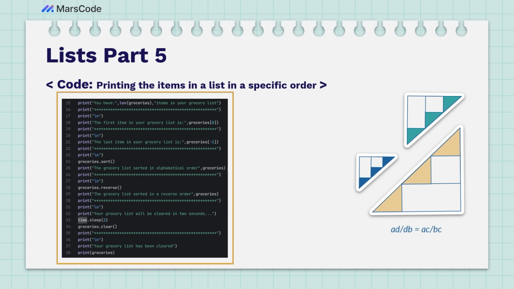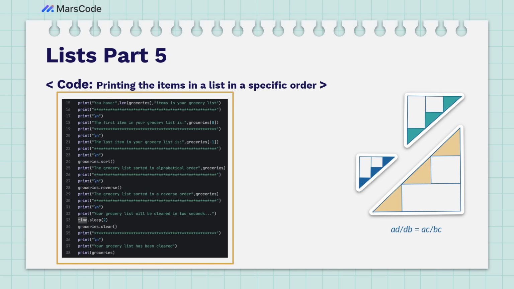So on line 18, you can see that I'm printing the first item in the grocery list. And what am I doing? I'm putting the name of the list, groceries, and in square brackets, I'm putting that index position of 0, like I told you, because that's how you print the first item in a list.